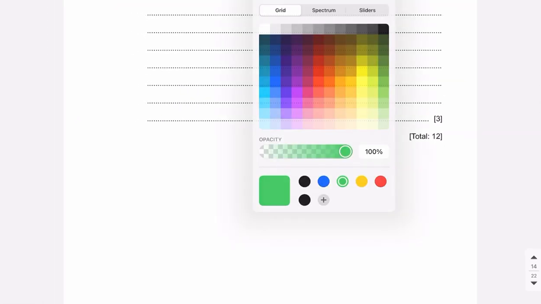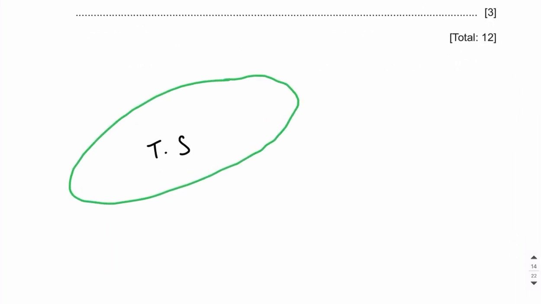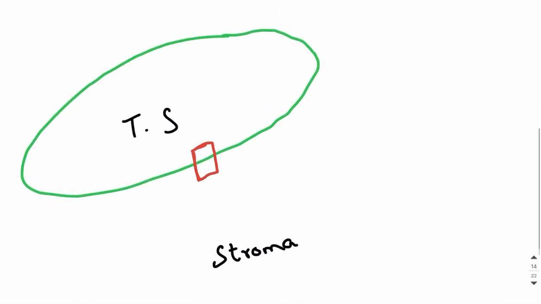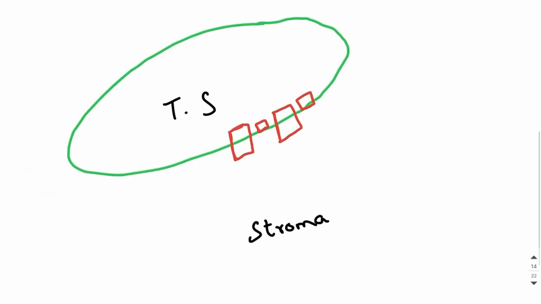So guys, if we just draw quickly a mini diagram of the thylakoid membrane with thylakoid space, right? So this is the thylakoid membrane with thylakoid space. This is thylakoid space. And what is this? This is stroma, right? And this is the electron transport chain, right? And this is the photosystem.